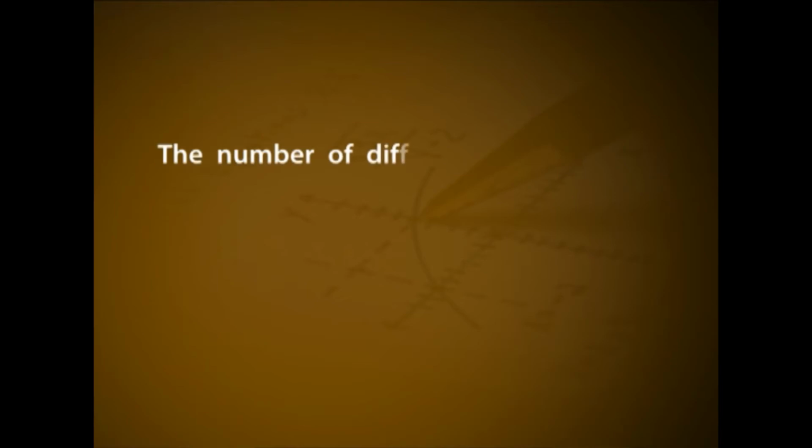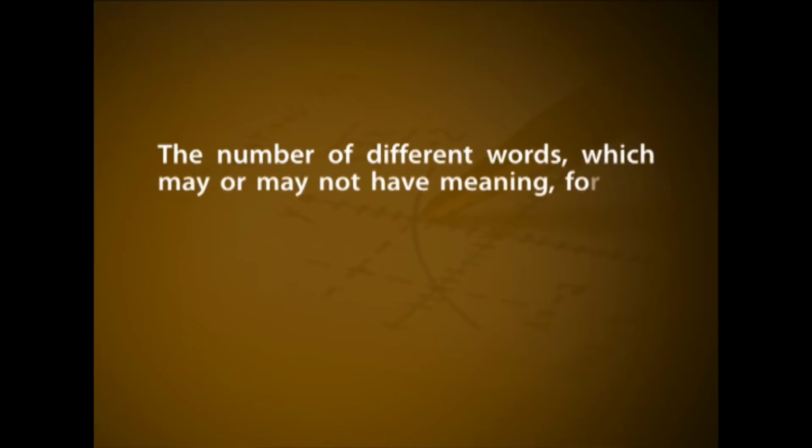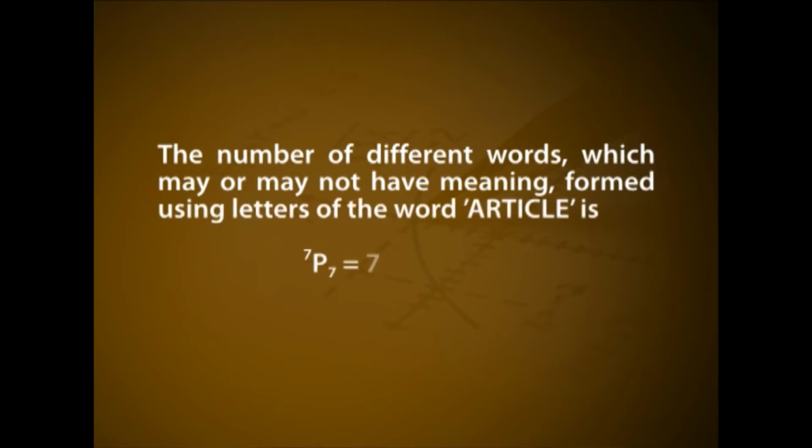Example, the number of different words which may or may not have meaning formed using letters of the word ARTICLE is 7P7 equals 7 factorial equals 5040.